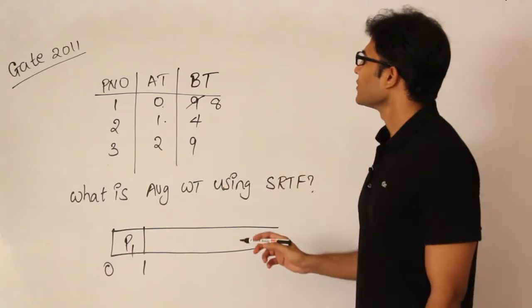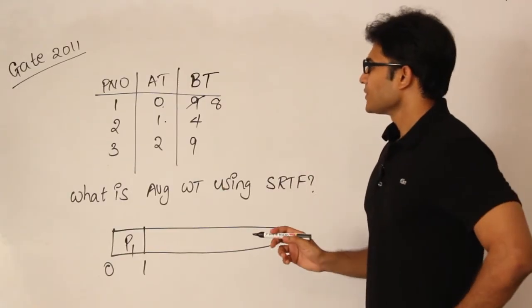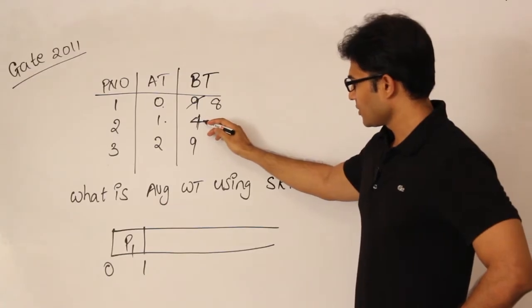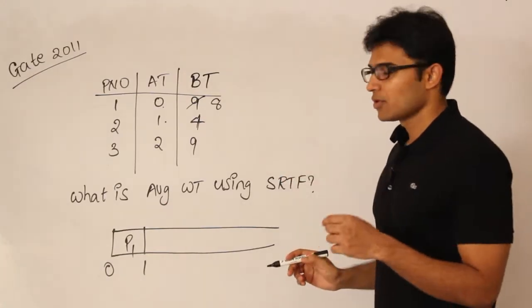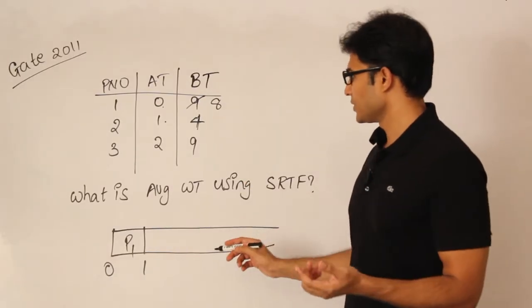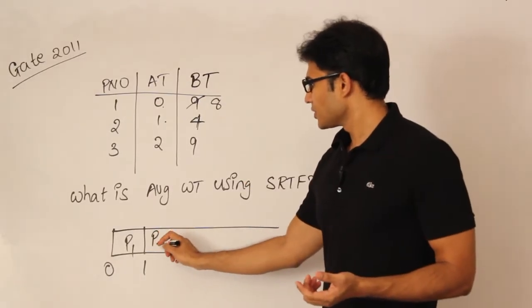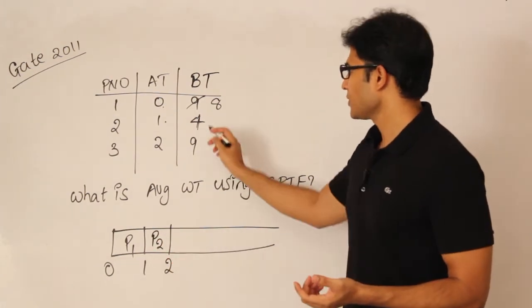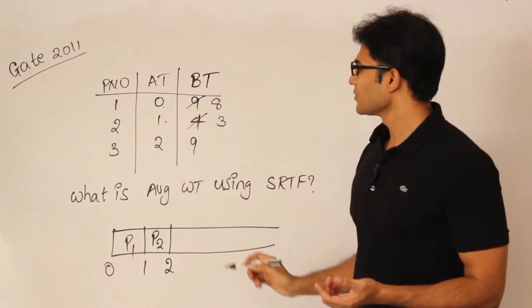And what about this one? P2 has arrived, right? So now P2 has a time of 4 and P1 has a time of 8. Therefore, which one is minimum? Clearly the minimum is 4. Therefore, the shortest job will be scheduled next, right? Therefore, P2 will be scheduled and it will run for only 1 unit of time. Therefore, it is going to be 3, right?